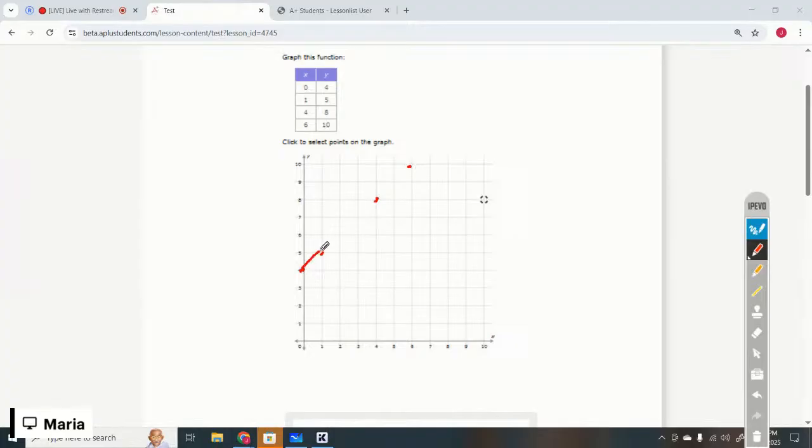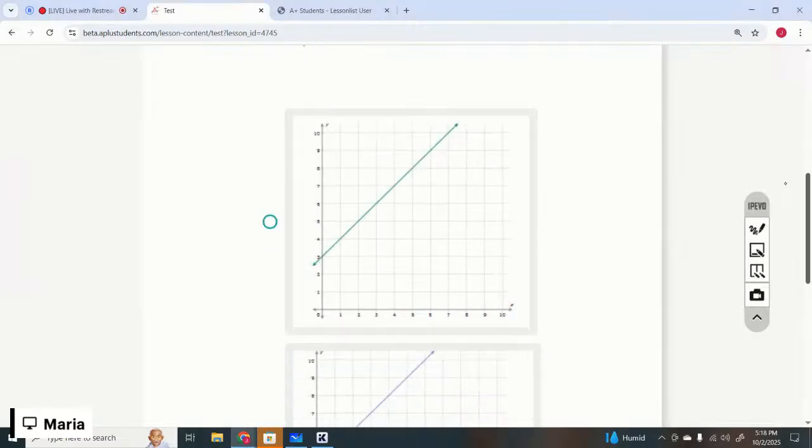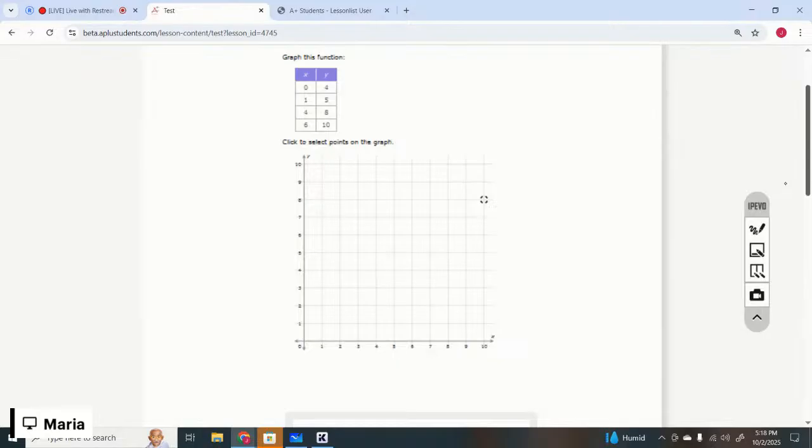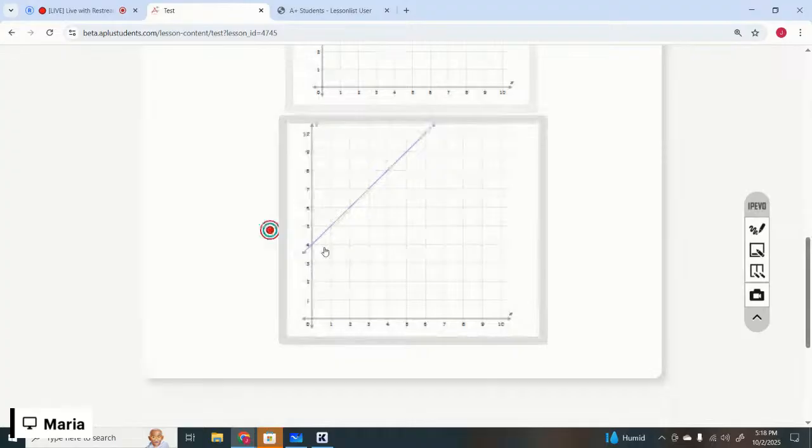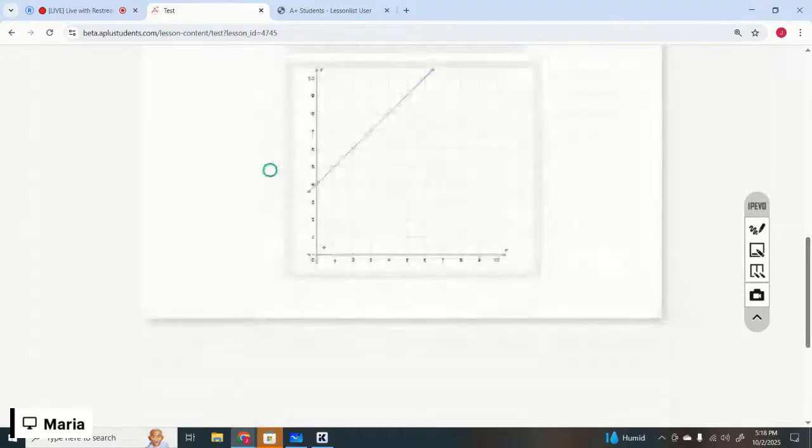So just join these points and make a line. So this is the line, and that's how you need to use them as pairs of values, 0 and 4. X is 0, y is 4. So the correct option is option number 2. Here we have 0 and 4, so option number 2 is the correct option.